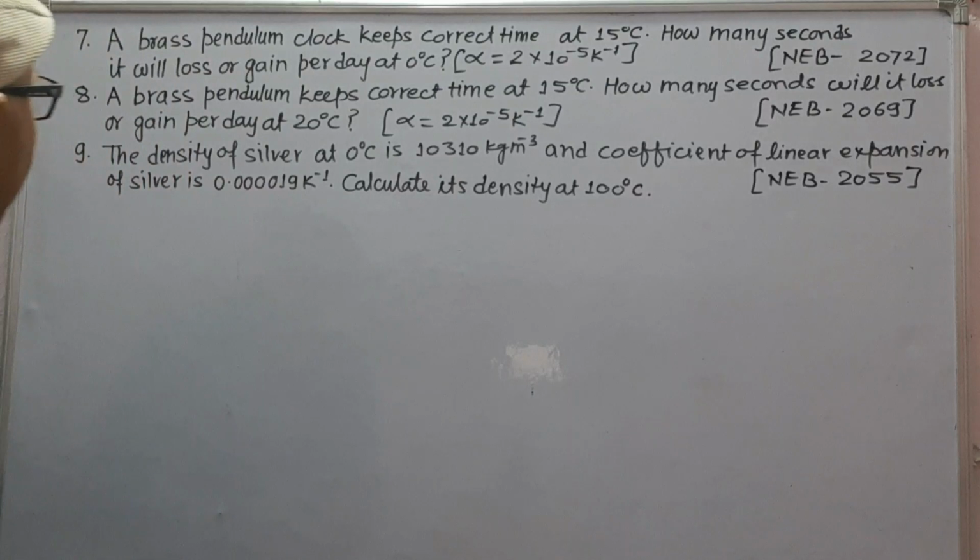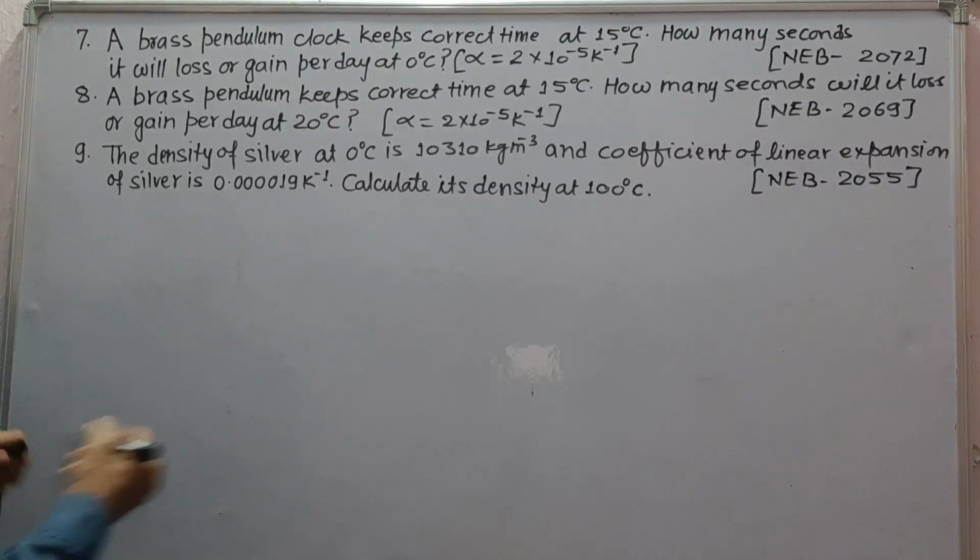Next question number 7. A brass pendulum keeps correct time at 15 degrees Celsius. How many seconds will it lose or gain per day at 0 degrees Celsius? Linear expansivity alpha is given.